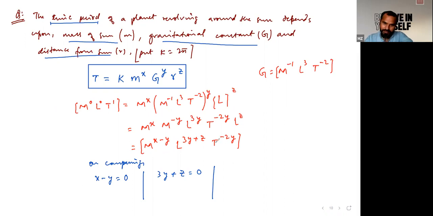Similarly, compare the exponent for t. So it will be minus 2y is equal to 1. So from this, y would be minus 1 over 2. Isn't that minus 2z? No. Here we have t raised to the power minus 2 and the exponent is minus y here.